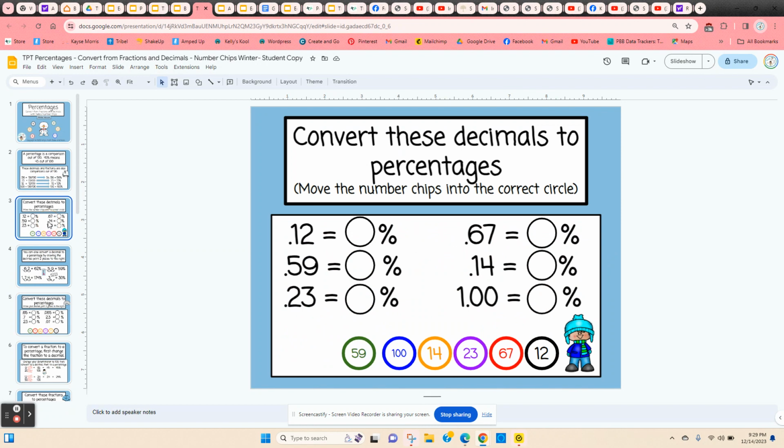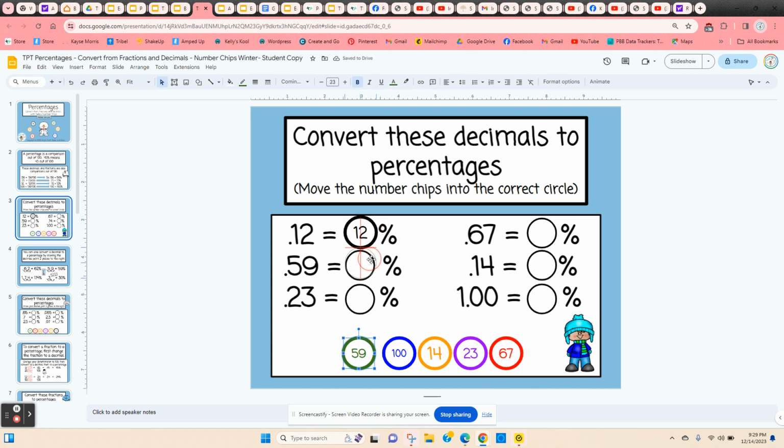Now, students are going to start on slide 3, and they have these number chips that are movable. They just click and hold on the edge and they can move them into place. So they're just going to do these very simple conversions from decimals to percentages. So 12 hundredths, and they're just going to click and hold on the 12 and move it into place, 12%. So these are very simple.